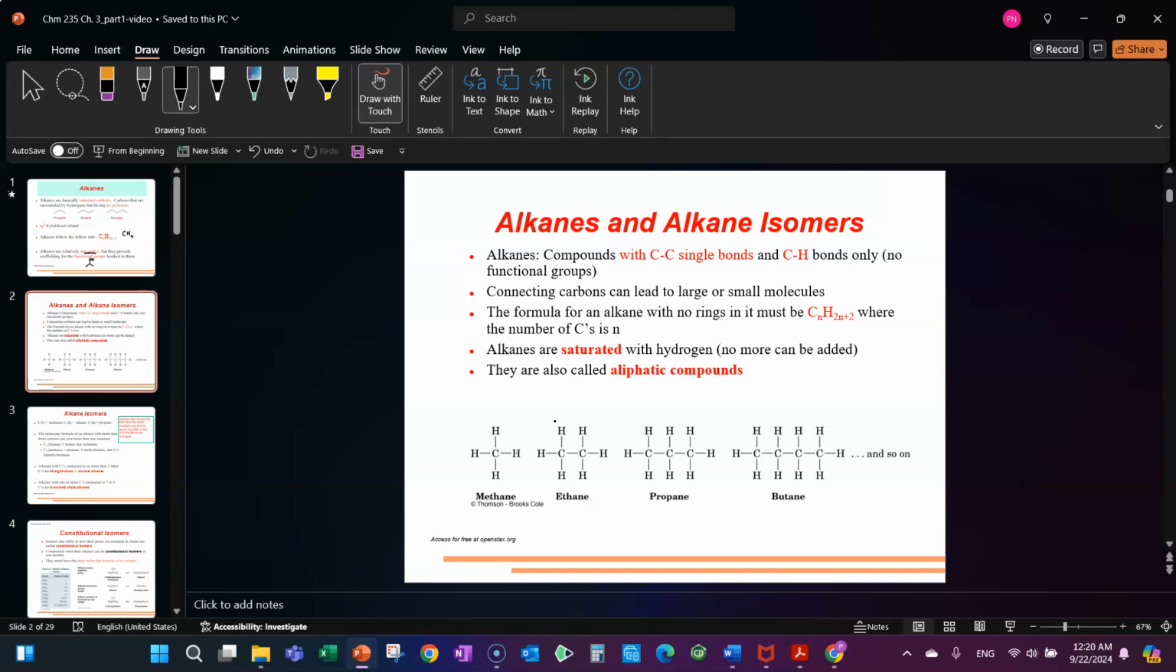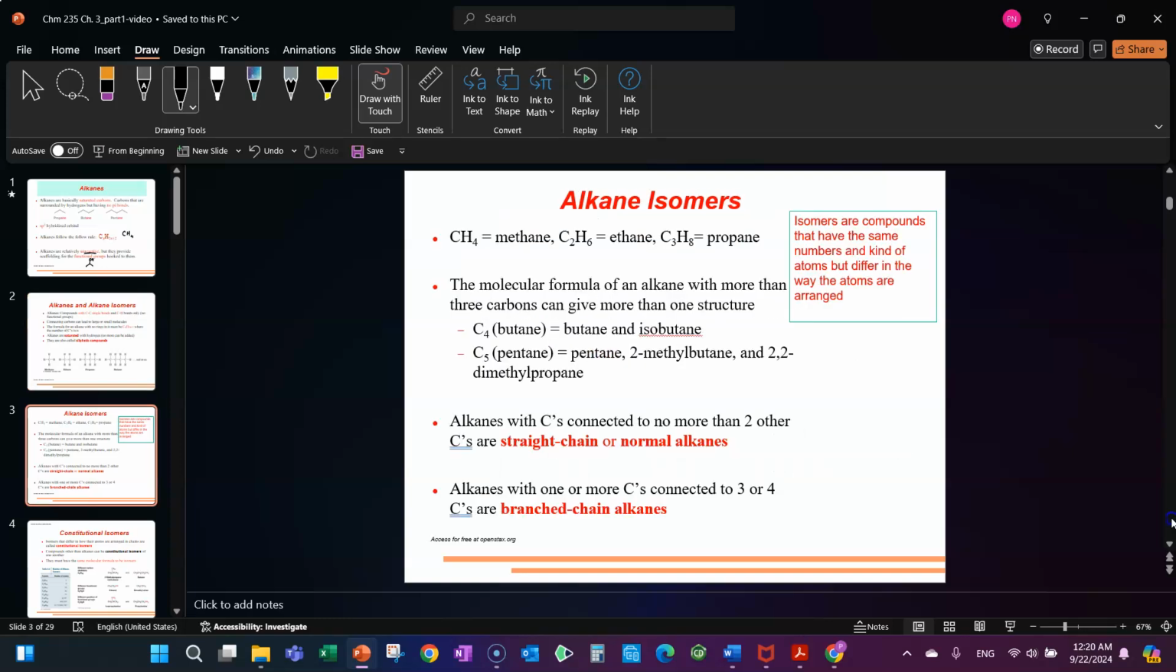Now also, alkanes have C-C single bonds and C-H single bonds, but right now we are not going to place any functional groups on them, just carbon and hydrogen compounds. What are alkane isomers?